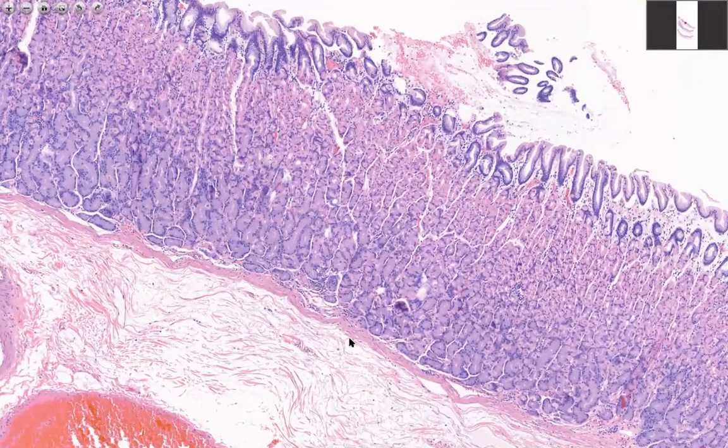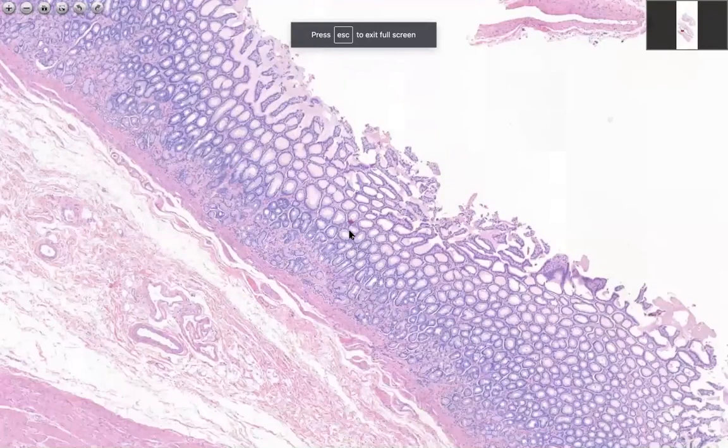So this is what gastric body fundic type mucosa looks like, and you may also hear the words oxyntic mucosa, which also refers to this appearance of mucosa. Next, we'll take a look at gastric antral or cardiac type mucosa, which you can see looks quite different from the type of mucosa we just saw.